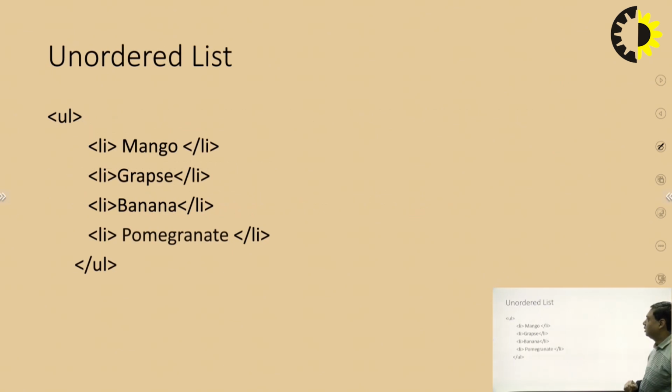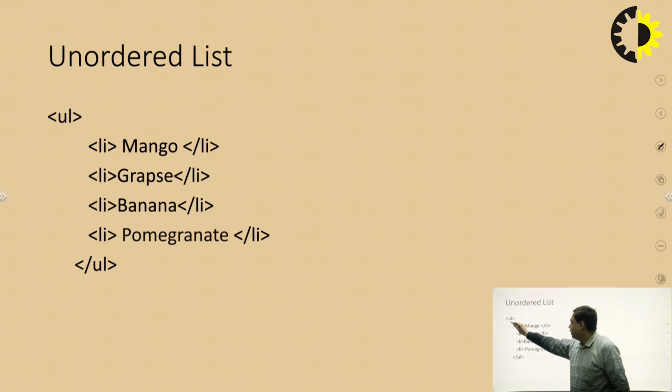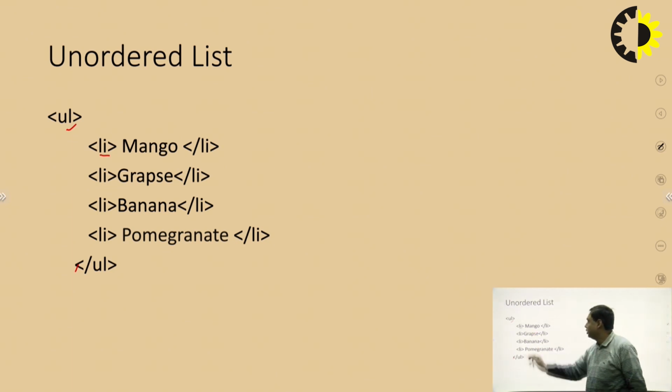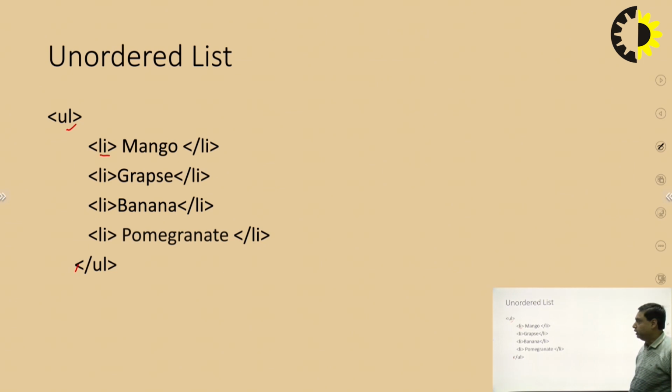We start with the unordered list. So to start, write an unordered list. We use the UL tag and end of the UL tag, and each element of the list must be written with the help of the li tag. List the item. So in a list, there will be a number of items. So we are using the li tag.